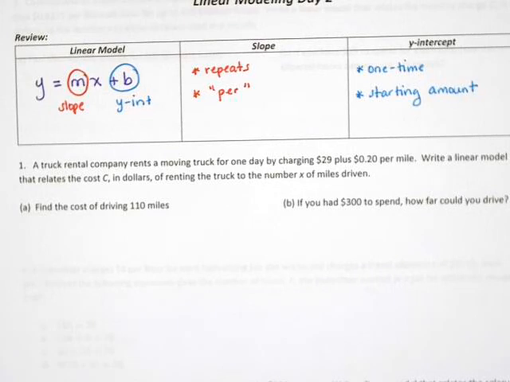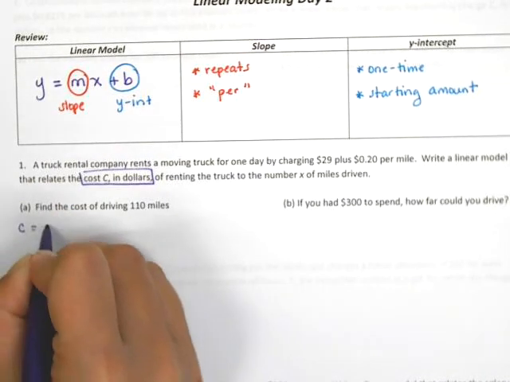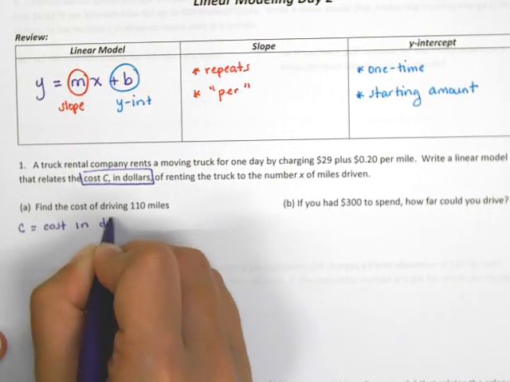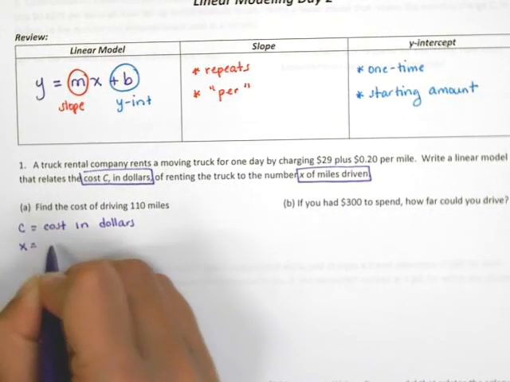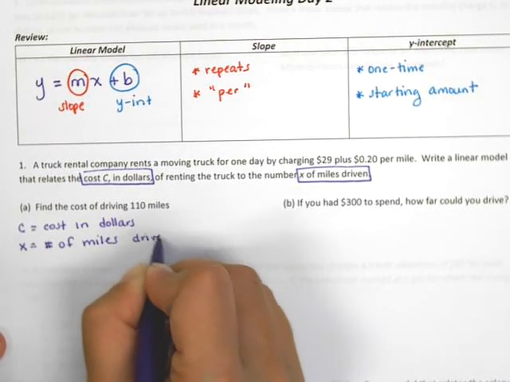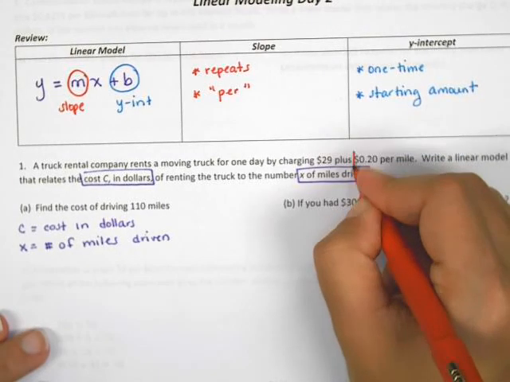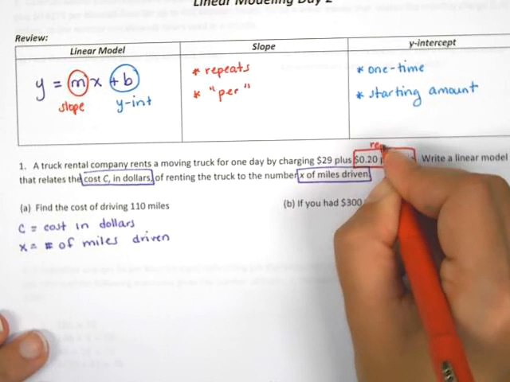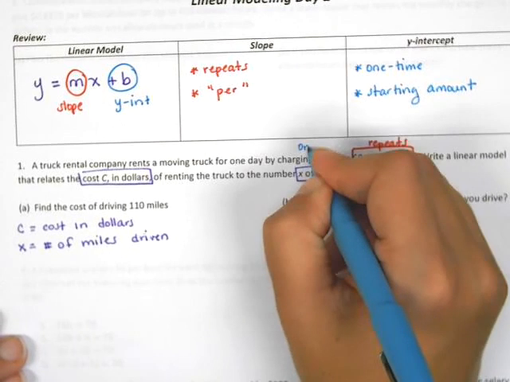Well, let's start by writing a linear model. We're going to need an equation before we can do either of these things. It tells me that the cost is going to be C in dollars, and it tells me X is going to be the number of miles driven. And then I can look for the number that repeats and the number that only occurs once, the starting amount. Because I'm going to be charged 20 cents per mile, this is going to be the number that repeats. And the $29 will be the starting amount, or the one-time fee.